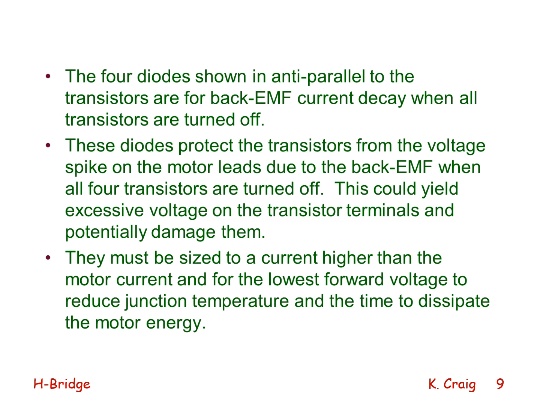The 4 diodes shown in anti-parallel to the transistors are for back EMF current decay when all transistors are turned off. These diodes protect the transistors from the voltage spike on the motor leads due to the back EMF when all 4 transistors are turned off. This could yield excessive voltage on the transistor terminals and potentially damage them. They must be sized to a current higher than the motor current and for the lowest forward voltage to reduce junction temperature and the time to dissipate the motor energy.